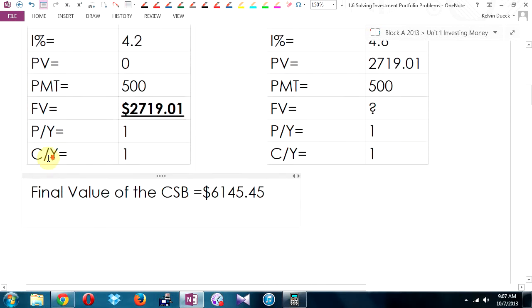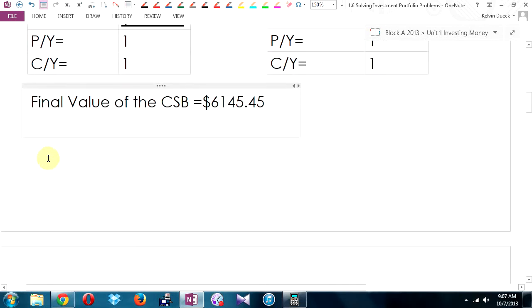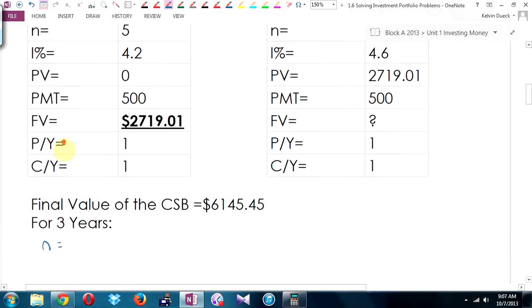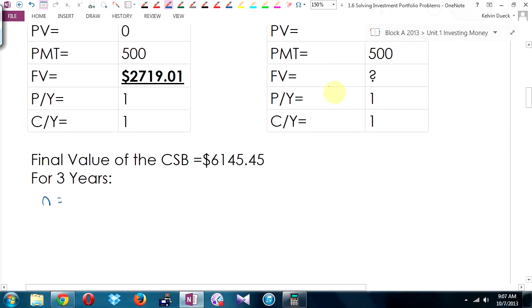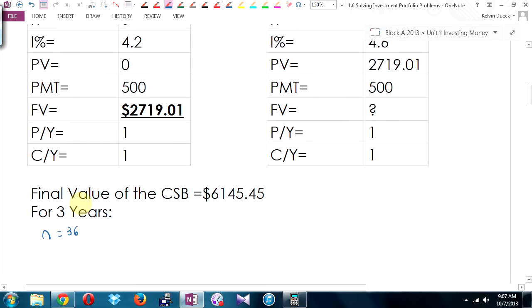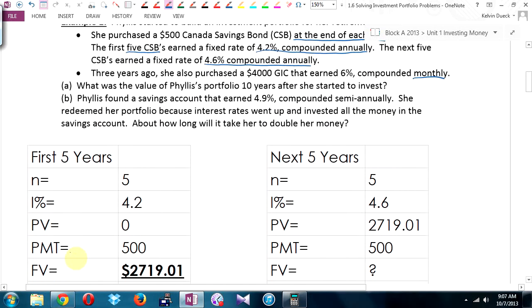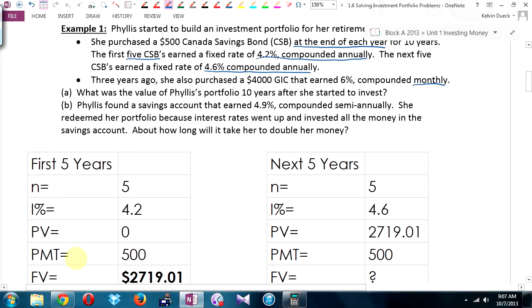Let's repeat this for the final 3 years. I don't know if I'm going to be able to fit this in. I'm going to have to handwrite this and make it smaller. Compounded monthly for 3 years, N is going to be 36. The interest rate as a percent is 6%. Is that right?